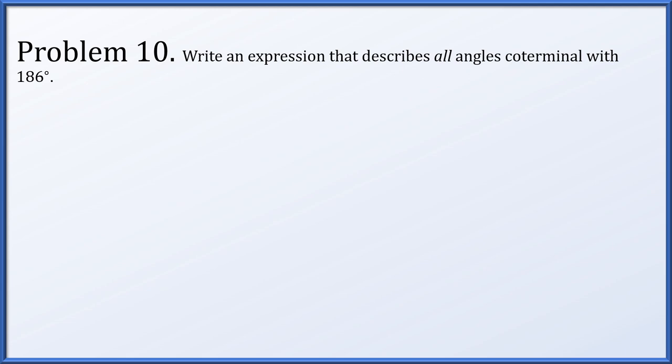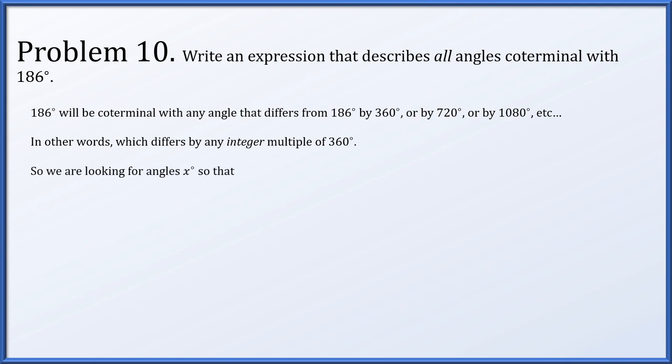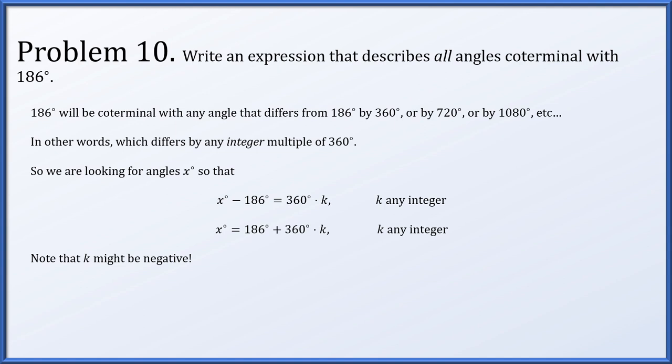Problem 10, let's write an expression that describes all angles coterminal with 186 degrees. So 186 degrees will be coterminal with any angle that differs from it by 360 degrees, or 720 being 360 twice, or 1080 being 360 thrice, etc. In other words, any angle that differs by an integer multiple of 360 degrees. So we're looking for angles x, so that the difference between x degrees and 186 degrees is 360 degrees times any integer. In other words, x should be 186 degrees plus 360 degrees times k, where k is any integer, and observe, k might be negative, that's fine.